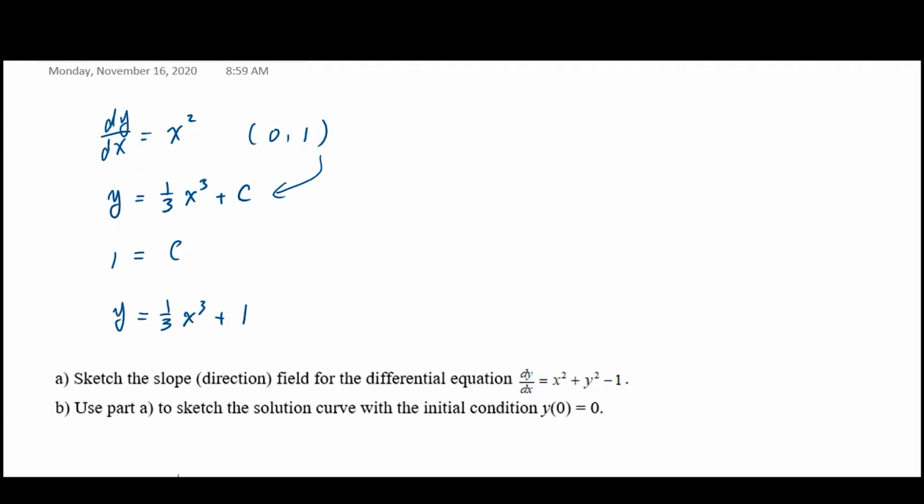So this is how the differential equation works, and this is one of the easiest cases. But there are some cases that are not so easy, and that's today's example. dy over dx is equal to x squared plus y squared minus 1 with the initial condition (0, 0). Now, as you can see, because this y messes you up on the other side, we cannot just find the antiderivative that easily, right?